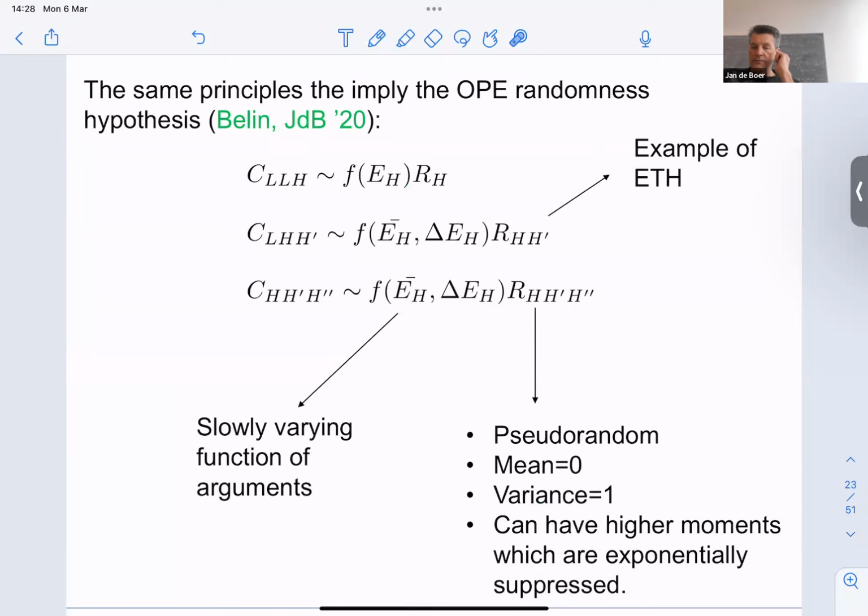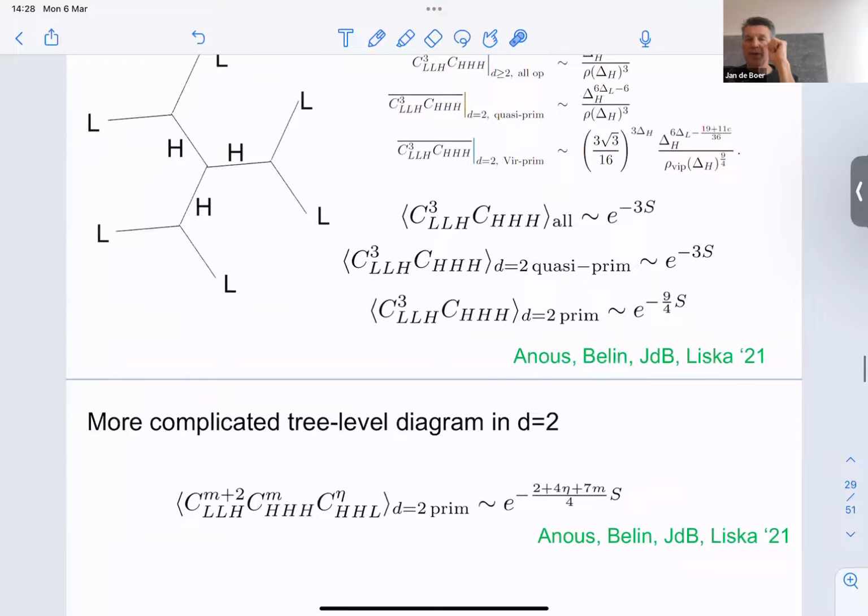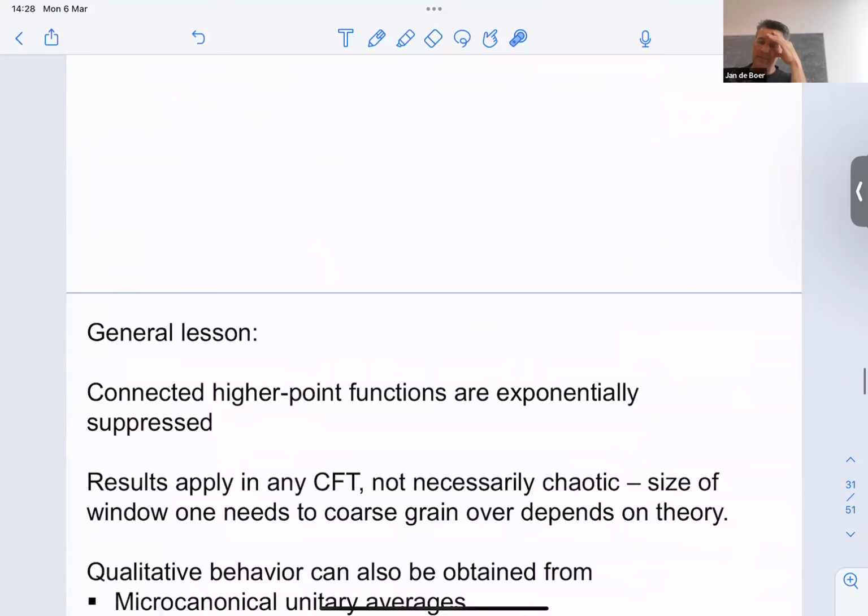So these are all computations. You can do many computations. You can also compute higher order correlators, but I'm going to skip all of that.